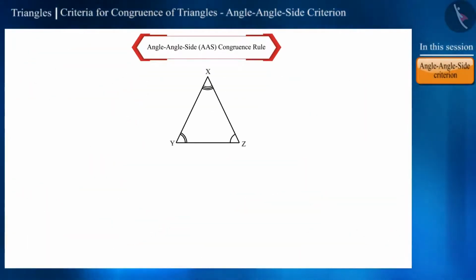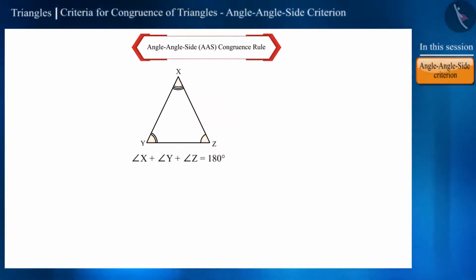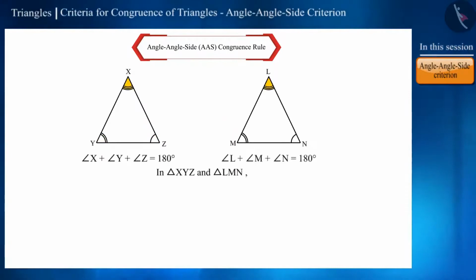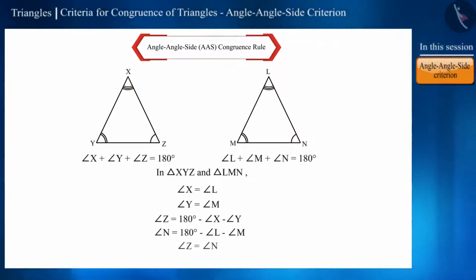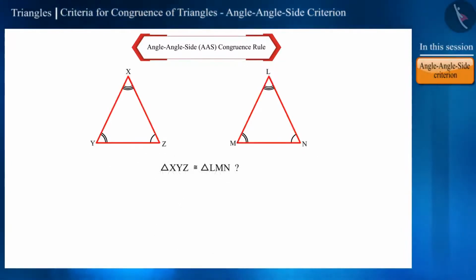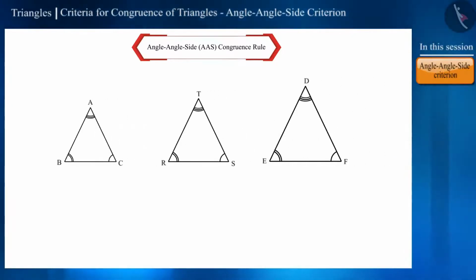Friends, we know that the sum of the three angles of any triangle is 180 degrees. So, if two angles of any two triangles are equal, then the third angle will also be equal. So, if the three angles of any two triangles are equal, can we call those triangles congruent? No, because we can make many triangles that have three equal angles, but not three equal sides. These may be similar, but not congruent.